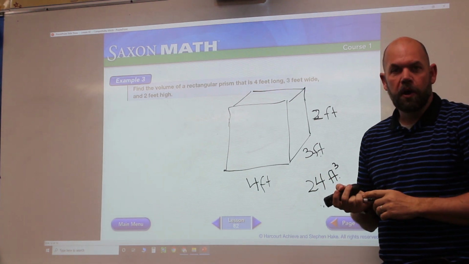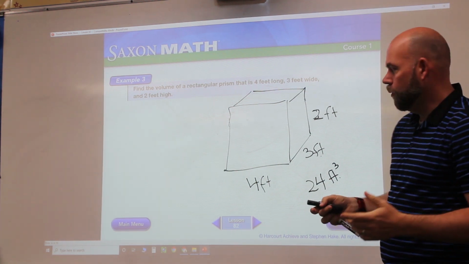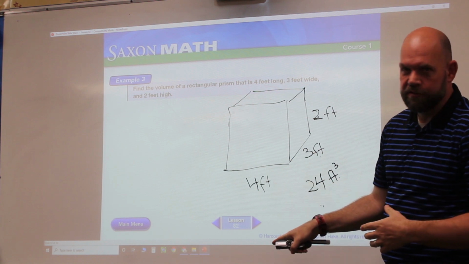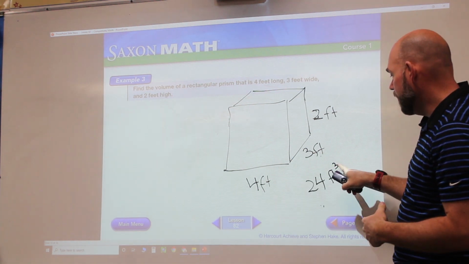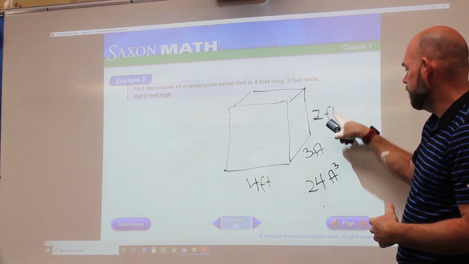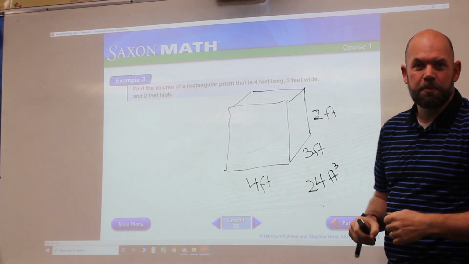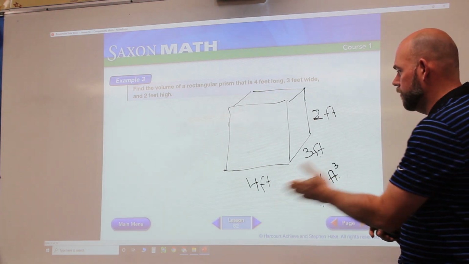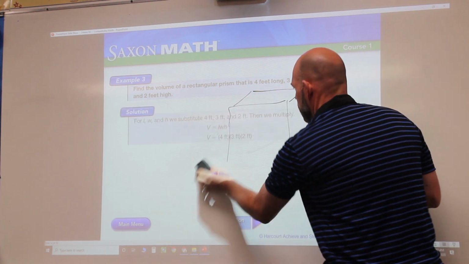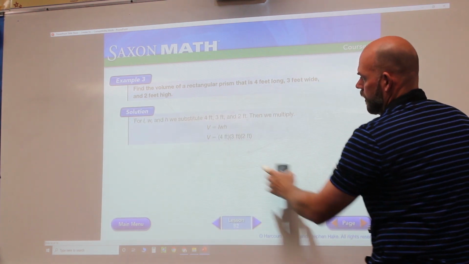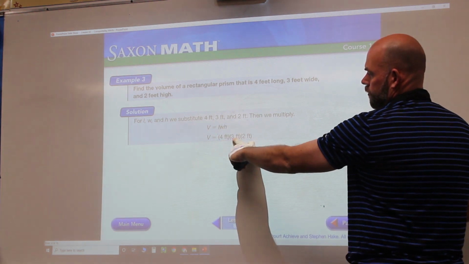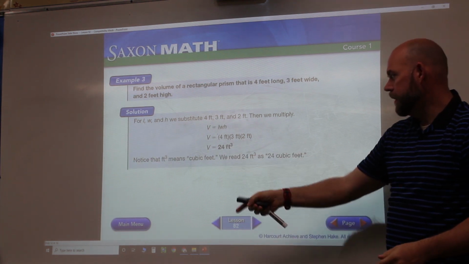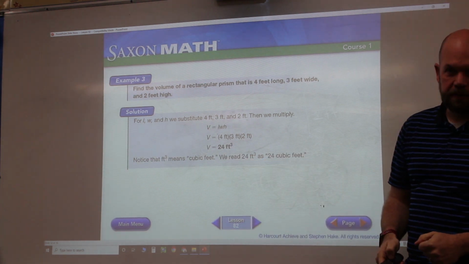Now remember, we want to do our order of operations here. So we first look to see when we're doing our calculation, are there parentheses? No. Are there exponents? Yes, there would be. So if we do feet times feet times feet, that's going to give us an exponent of 3. But in the original calculation, we don't have to worry about that because we're just multiplying. So we're just multiplying straight across. Okay? Here they've written it as 4 feet times 3 feet times 2 feet. And you can just parse that out like we did and get your 24 cubic feet.